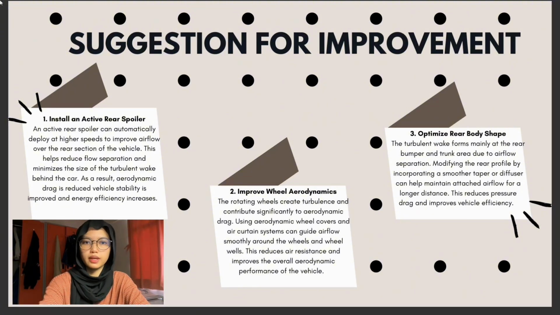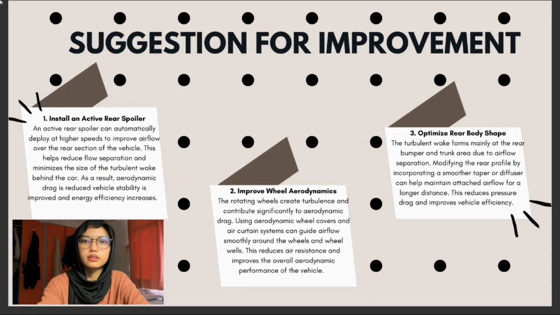Third, we can optimize the rear body shape. The turbulent wake is mainly formed at the rear bumper and trunk area due to airflow separation. By designing a smoother rear profile and adding a diffuser, the airflow can remain attached for a longer distance. This reduces pressure drag and improves the vehicle efficiency. In conclusion, these three improvements can help reduce aerodynamic drag, improve vehicle stability, and increase the overall energy efficiency.